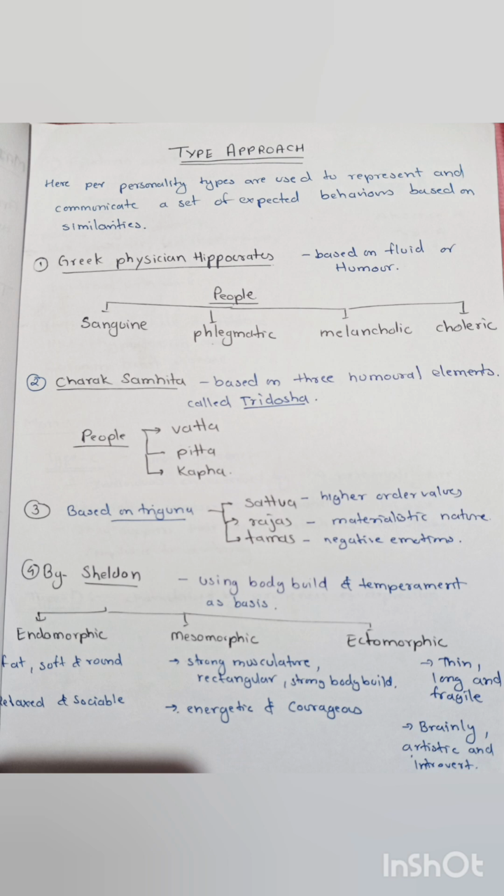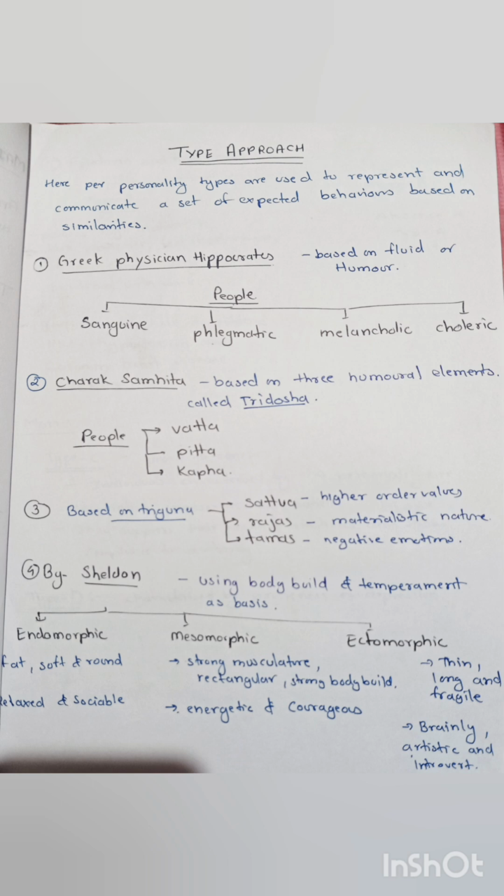In the second part, we will see the Charak Samhita, which divided people into three parts: the Sattva, Rajas, and Tamas. The Sattva is the Sattvic gunas, like higher order values. The Rajas means materialistic nature, and the Tamas means negative values such as anger, hate, etc.